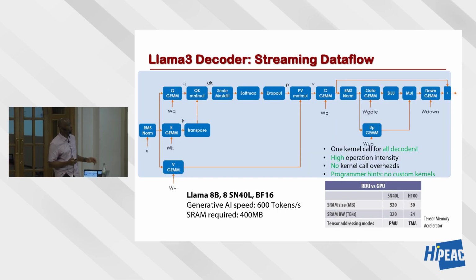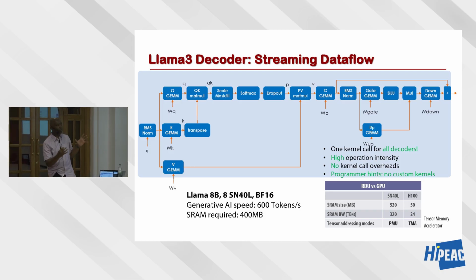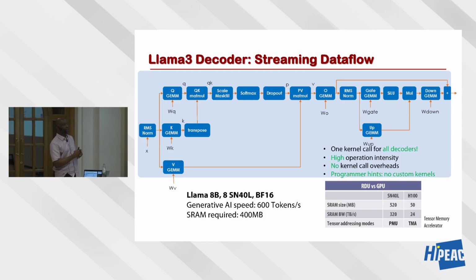Okay, what if you could put all of the decoder into a single kernel, right? So the whole decoder fits in a single kernel. You get very high operation intensity. You get no kernel call overhead, and the Dataflow compiler that we developed at SambaNova can do this automatically, right?